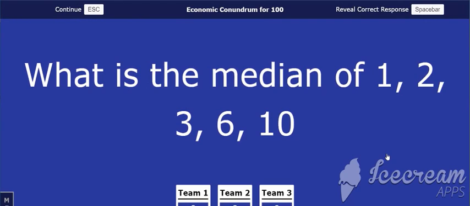Okay, economic conundrum. What's the median of 1, 2, 3, and 6? Well, median means the middle value. So we have to find the middle value of these numbers. So the answer would be 3 because that's the middle number because it has 2 behind it and 2 in front of it.